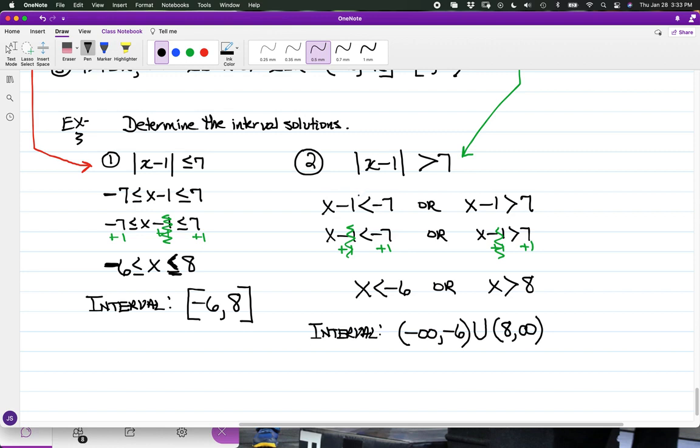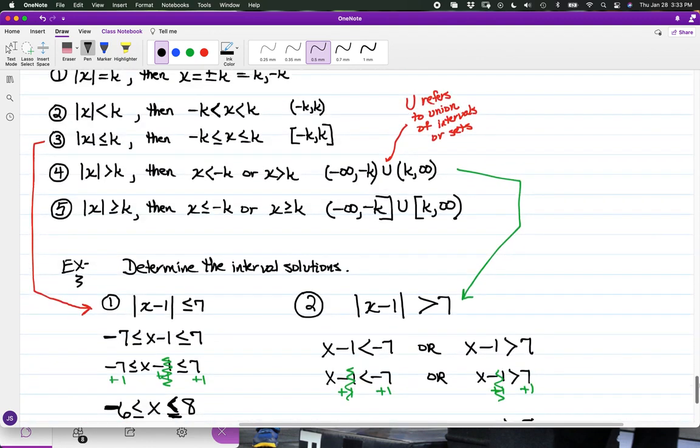And just some items to mention. Again, that U symbol refers to the union of intervals or sets.